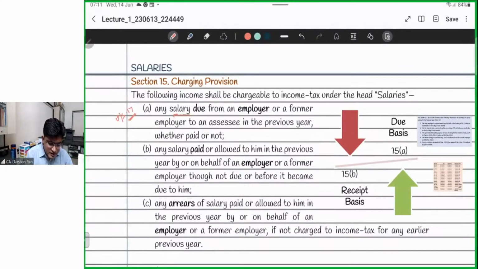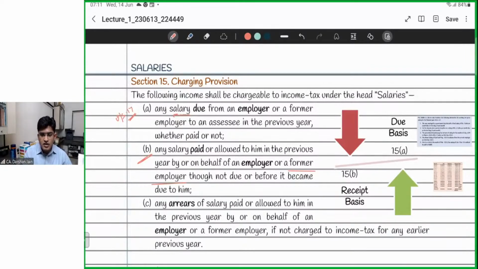Second, point B takes into consideration any salary paid or allowed to him in the previous year by or on behalf of the employer or a former employer. We are also talking of former employer. So it is not just the current employer, but it is also the amount received from a former employer. Usually, salaried employees retire, and if they retire, they do get some amount of money from the former employer as a support. Usually, we call it pension.